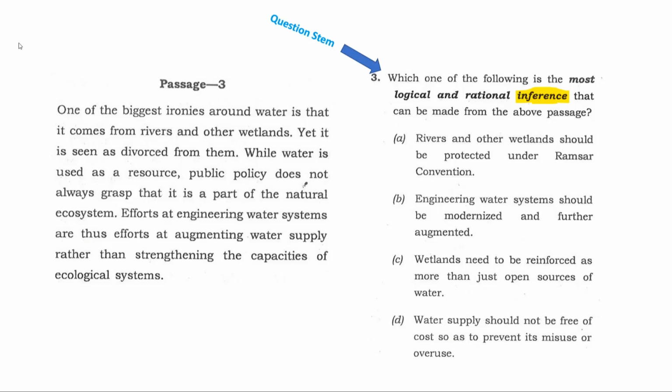If you observe this question, you see that it has three parts. The first part is the passage, the second, the question stem, and the third, four answer choices. The second part is called the question stem. I advise you to read the question stem first. It says, which one of the following is the most logical and rational inference that can be made from the above passage?